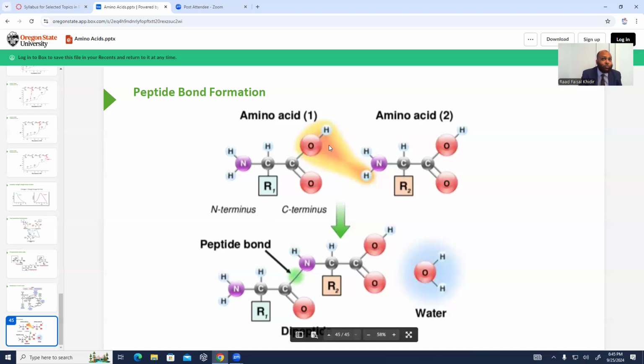So how is it formed? By removal of water. Remember I put minus H2O. In minus H2O, the O and the two H's are removed, and then a bond is made. The bond is made between the carbon and the nitrogen, and this is my green bond, my peptide bond.